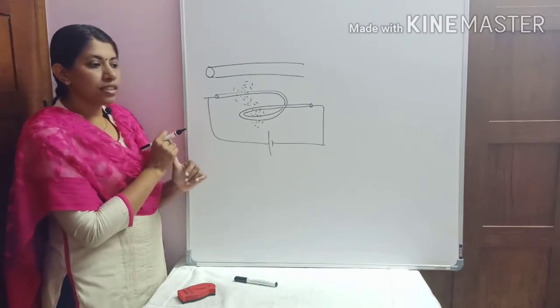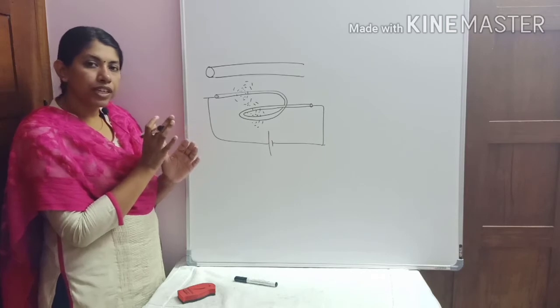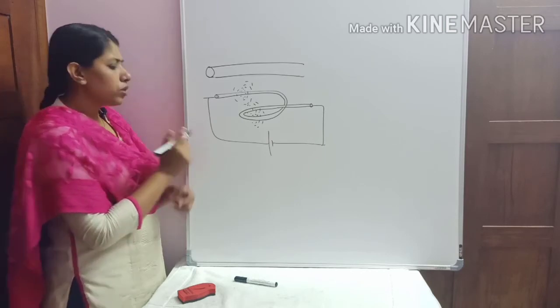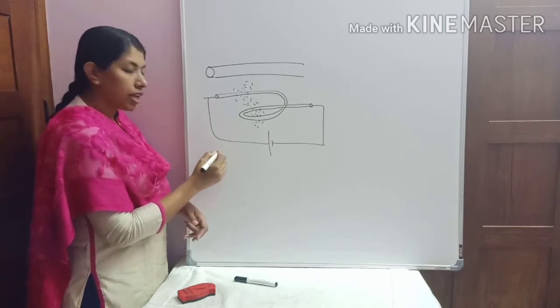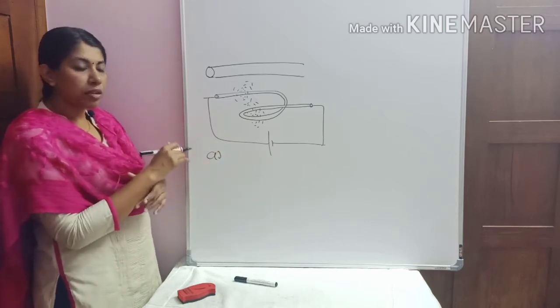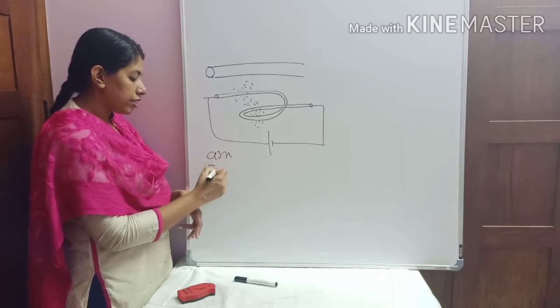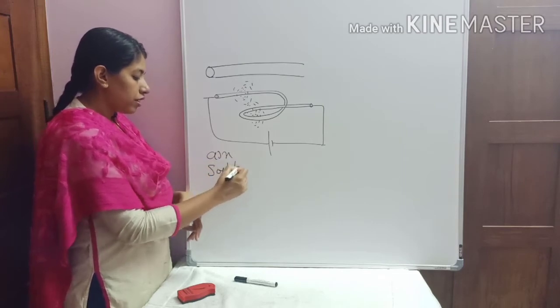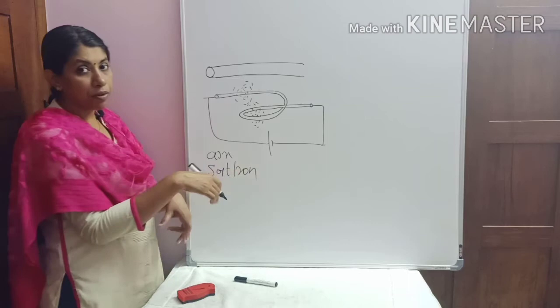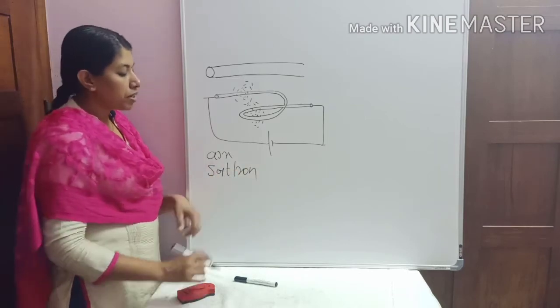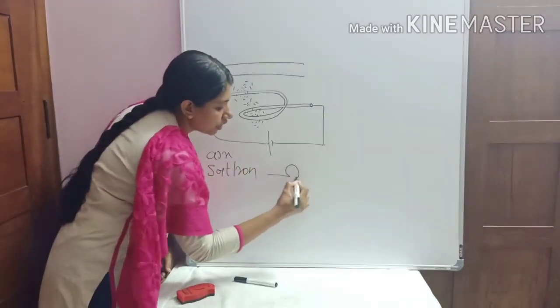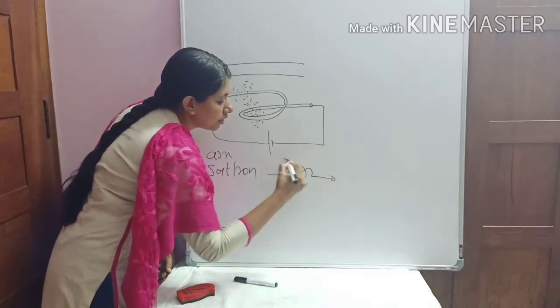The central portion of the inductor is called the core. The core can be a non-magnetic material like air, or a magnetic material like soft iron. If the core is made up of soft iron, the representation of the inductor can be seen like this.